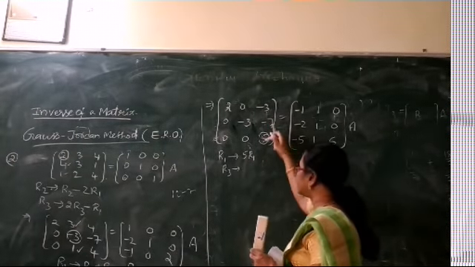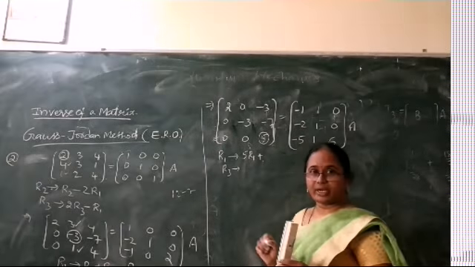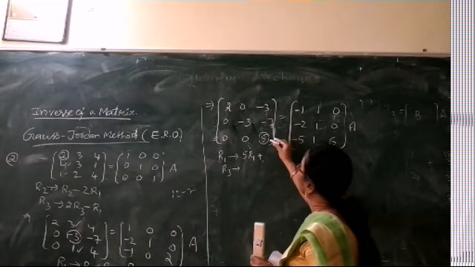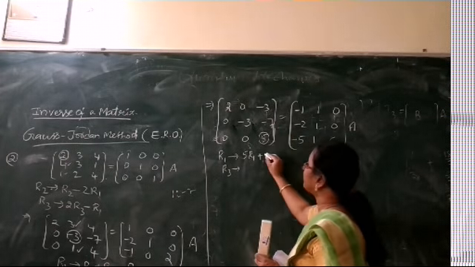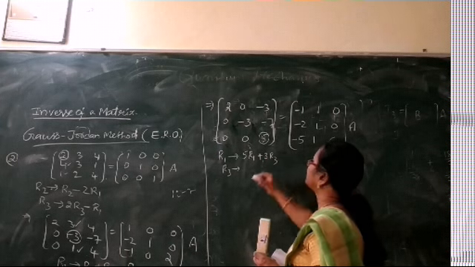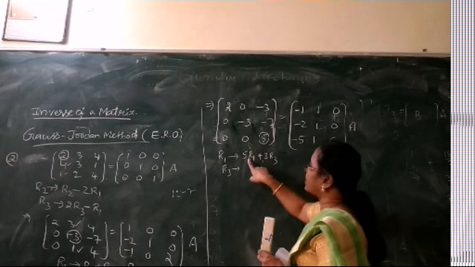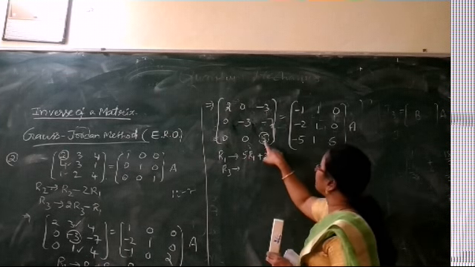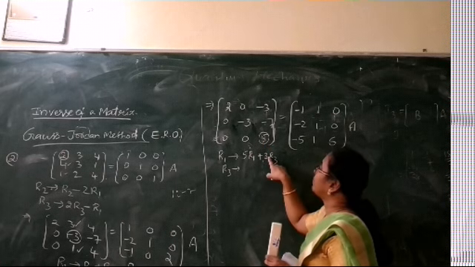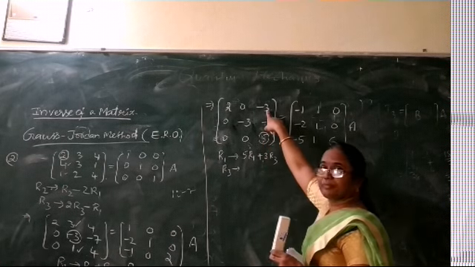Because we have the opposite sign, we do addition. And now we multiply this 5 with 3. It becomes 3R3. So it is 5 into minus 3, minus 15, plus 3 into 5, 15. Minus 15 plus 15, we are going to get 0 here.